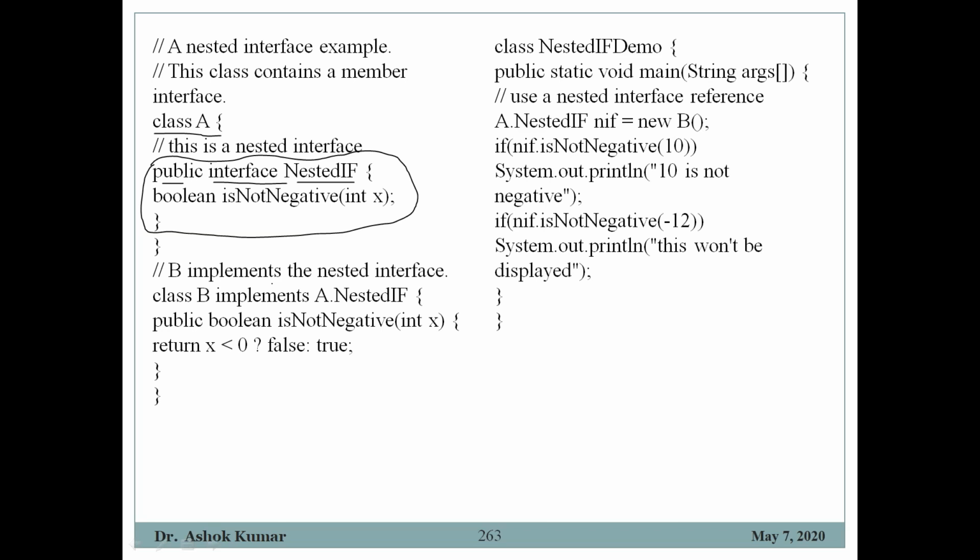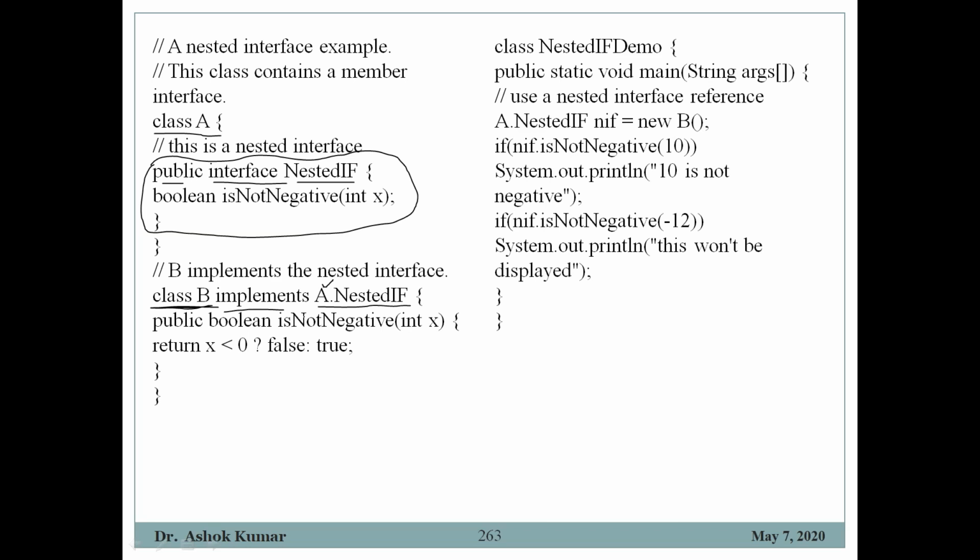Then we have one class that is implementing the nested interface. So we are writing over here class B. It's implementing the nested interface. So you have to write the fully qualified name of the nested interface. So A is the class name of which it is a member. So class name is first, dot, then the nested interface name. This is the nested if. So this B class is implementing the nested interface, nested if of class A.